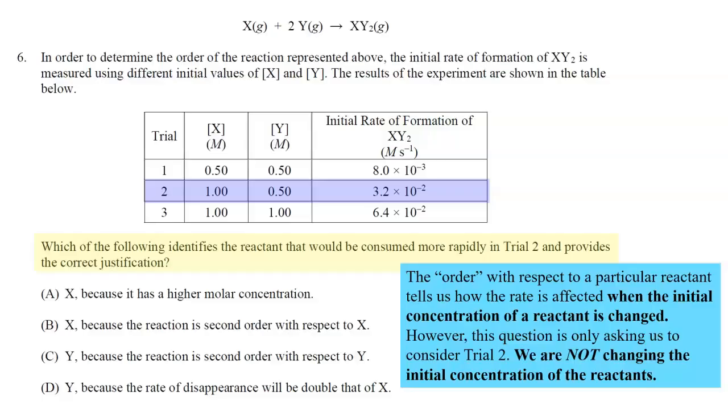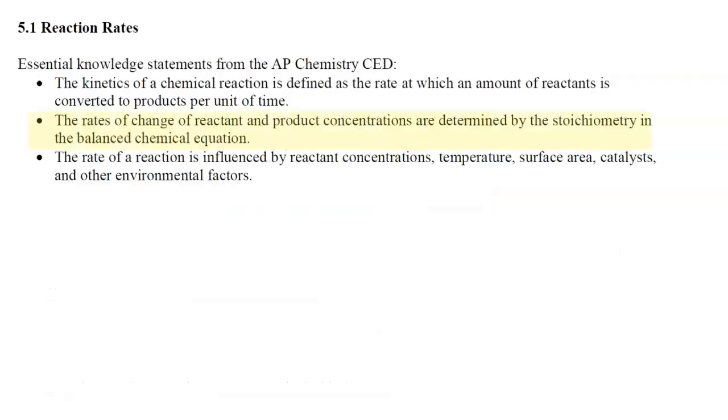We're not looking at trial 3. We're not comparing changes in concentration to see how they affect the rate. So this question is not about the order with respect to X or the order with respect to Y. It's about something else, and I'll show you on this next slide.